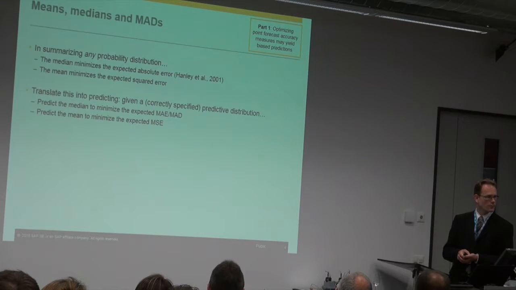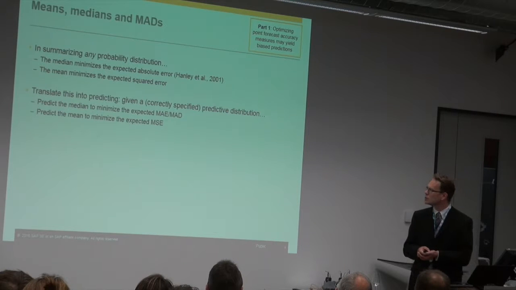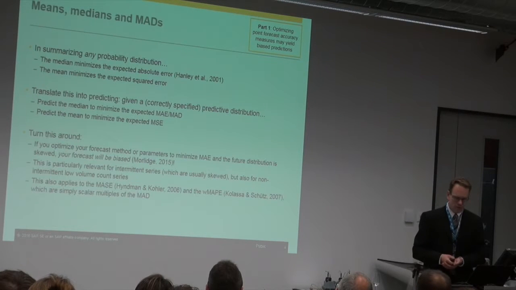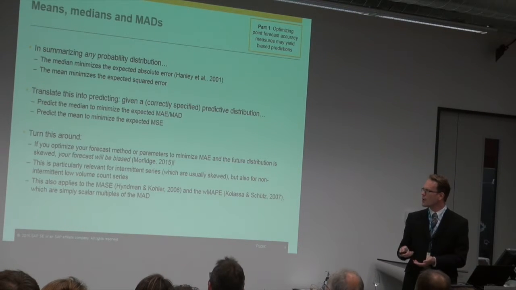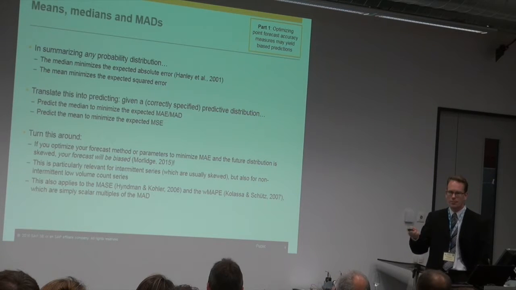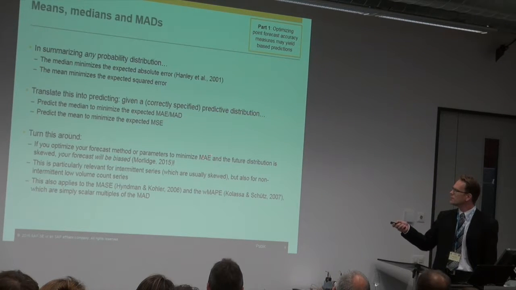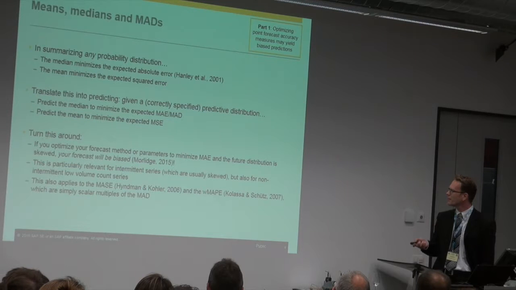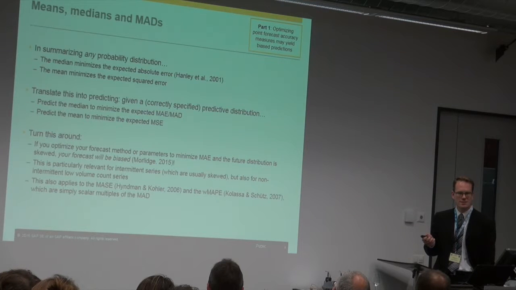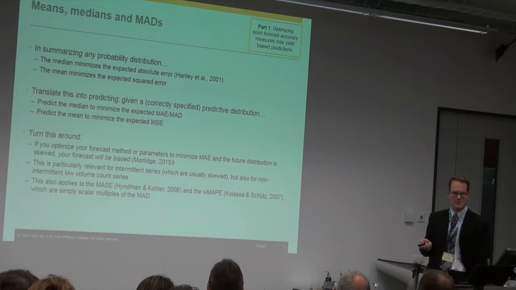That can be a very different thing for count data, which are usually asymmetric. Or turning it around, if you optimize your forecast method or your parameters or whatever it is to minimize the mean absolute error, and the future distribution is skewed and not symmetric, then your forecast will be biased. You will systematically under- or over-forecast.